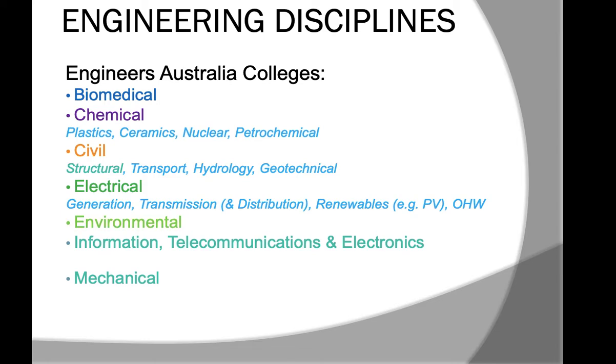Okay. Then we have environmental. So environmental, they are mostly interested in protecting the environment. That's their main focus. Then we have ITEE engineers. So, I think I've said one too many E's. So information, telecommunications, and electronics engineers. So these could be software engineers. So software engineering is often called computer science at different unis.